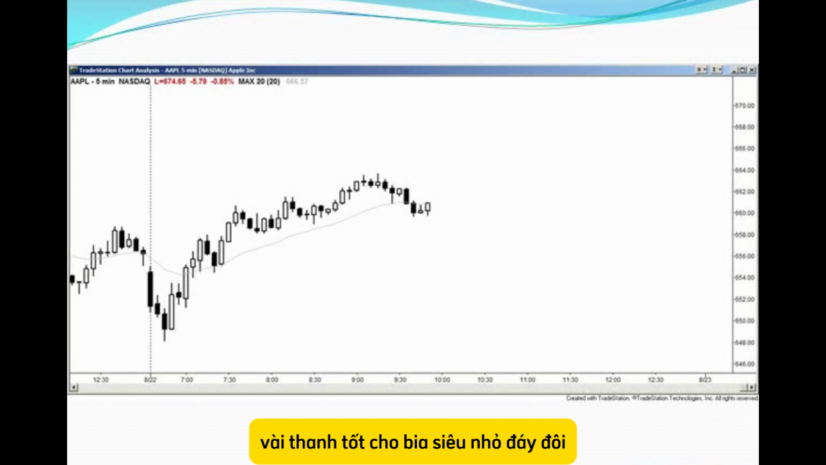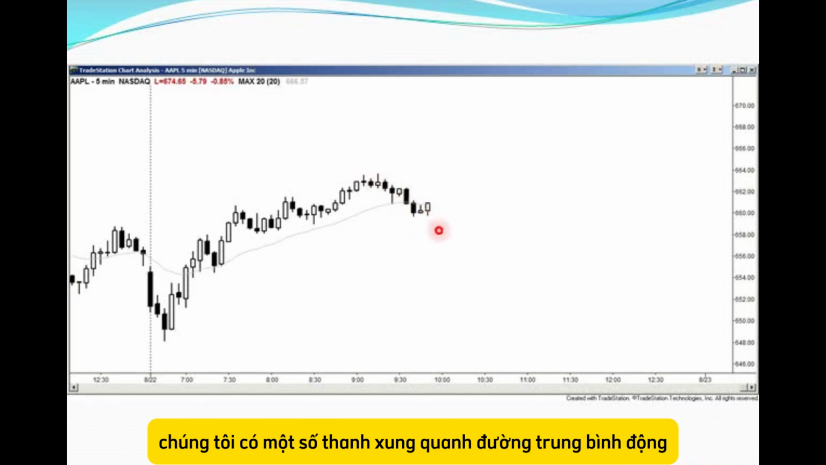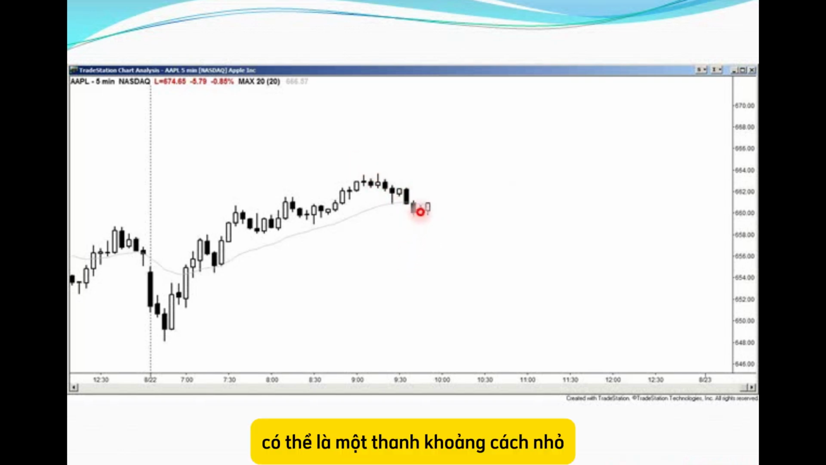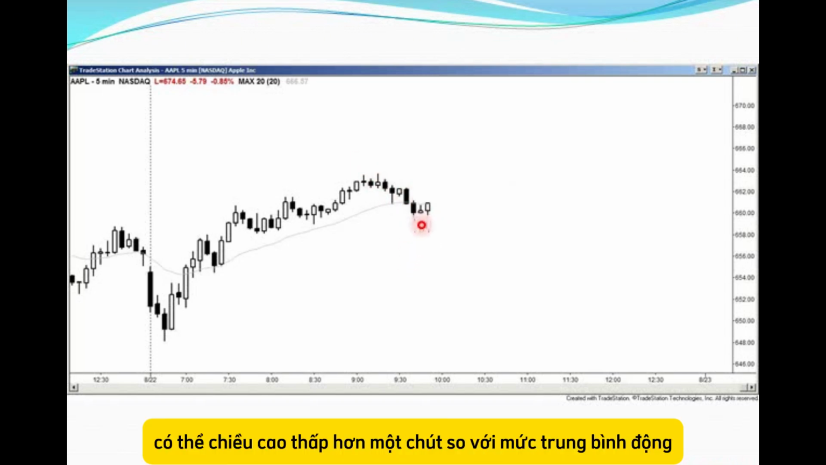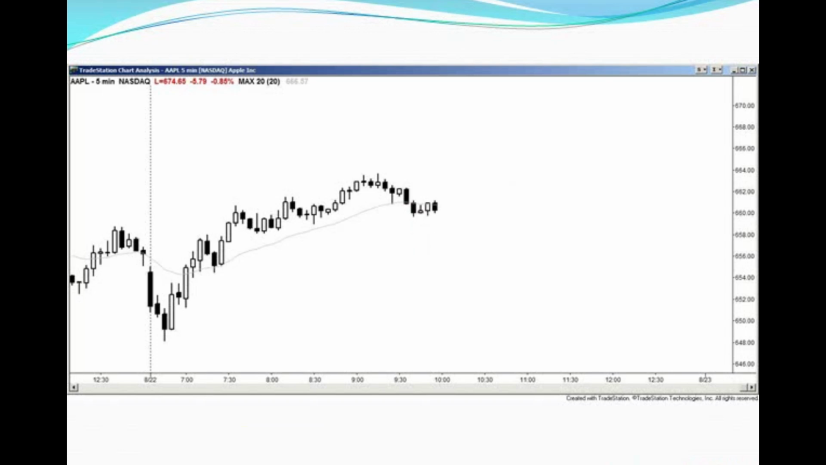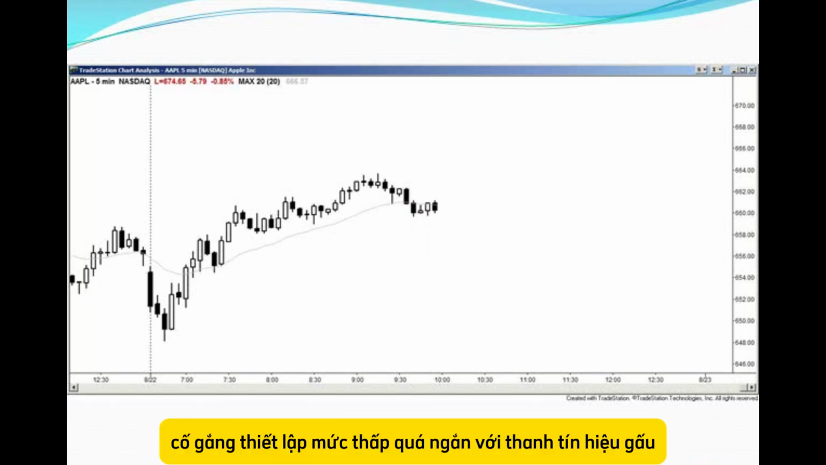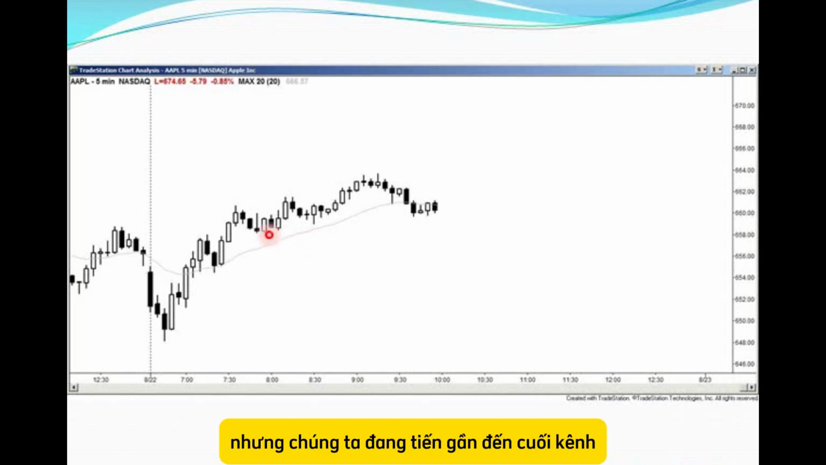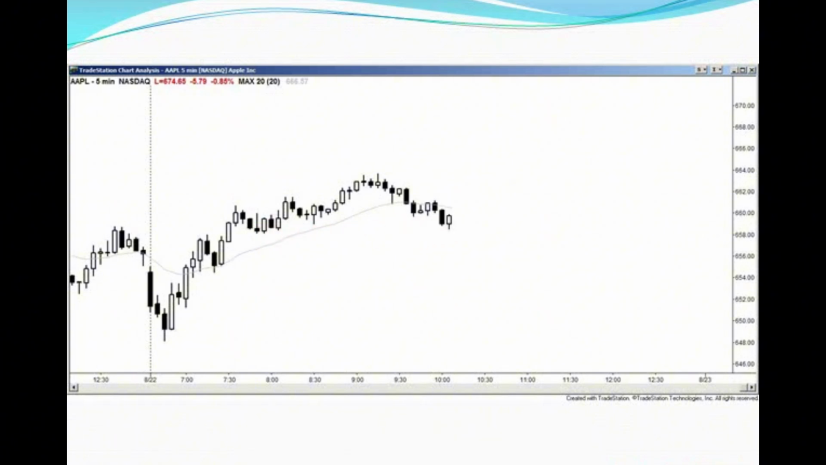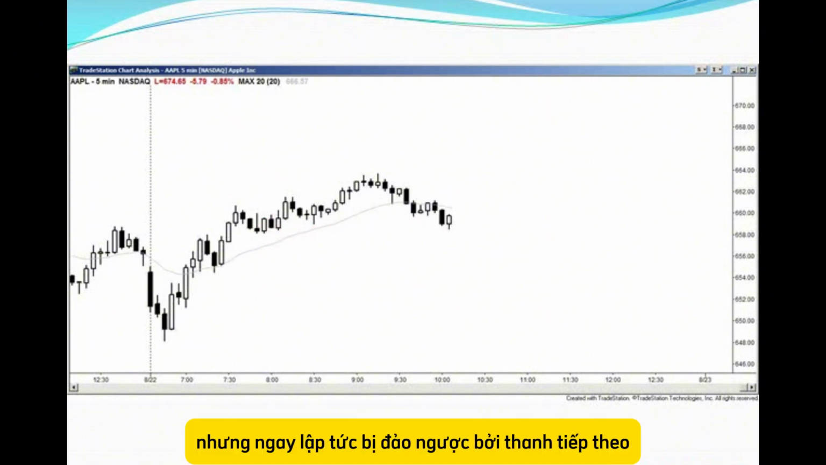Micro double bottom, but after these 2 bear bars, I do not think these 2 bull bars are enough to erase that bearishness. We get some buyers around the moving average. Maybe a small gap bar, maybe the high is slightly below the moving average. Trying to set up a low 2 short with a bear signal bar, but we're getting close to the bottom of the channel, and there may be buyers near the bottom of the channel. Good looking bear bar, but immediately reversed by the next bar.